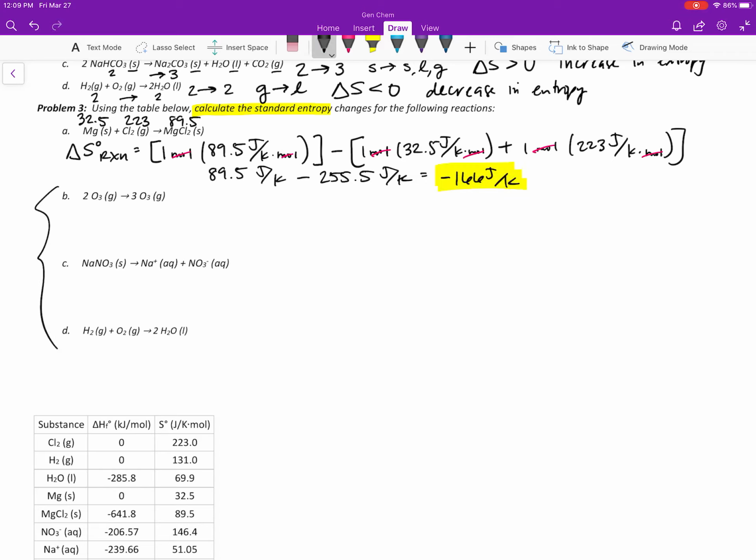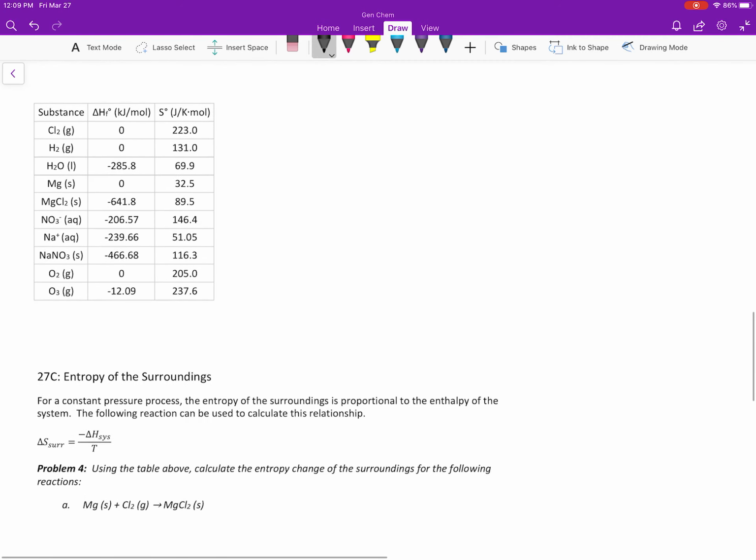So I'm actually going to leave y'all with a 3 to practice. Never hurts to practice this. Okay? I would even practice making my predictions first. Like the A, I went from a solid and a gas to a solid. I went from 2 to 1. So I would have predicted a decrease in entropy, and that prediction would have been right. Okay, they both check out. All right, so y'all practice the other 3 by yourselves.